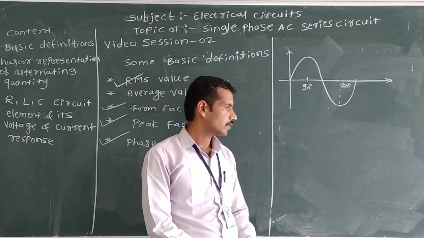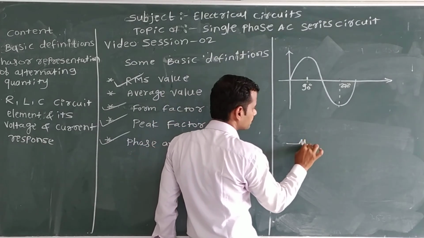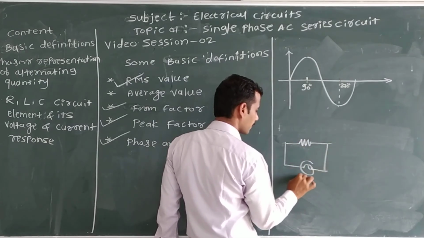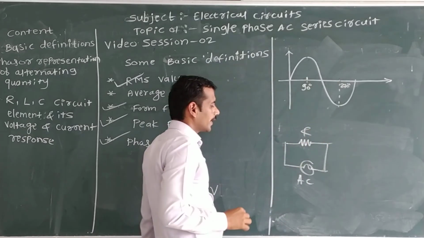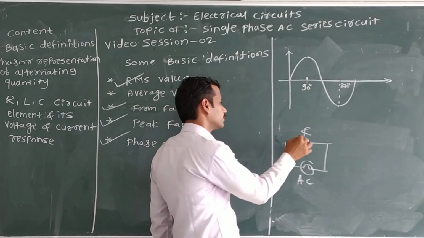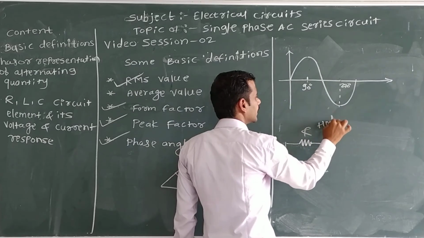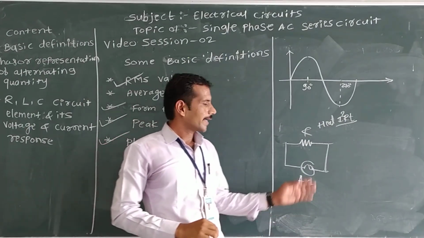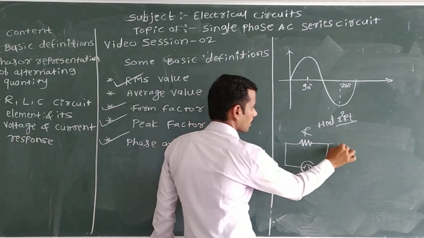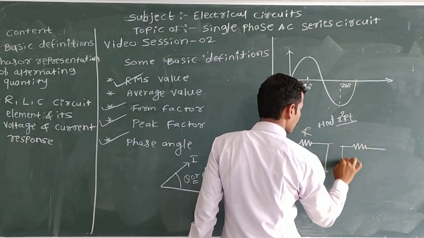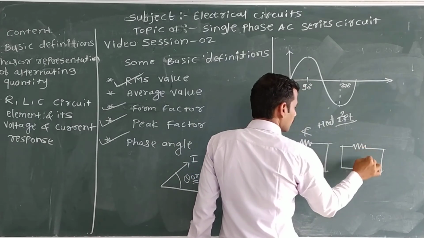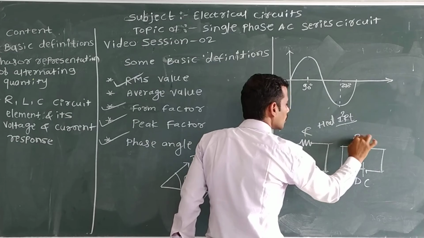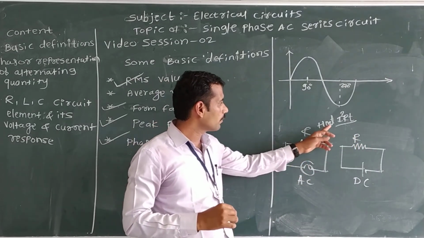Suppose we are taking a resistor and we are giving AC supply. When we give AC supply, heat will be produced, that is I square RT. Again I am taking the same device, but instead of AC I am giving DC. So I want to produce the same amount of heat.